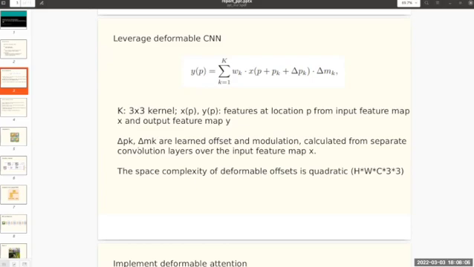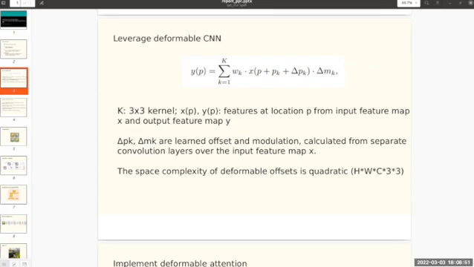Because of that, the space complexity of this deformable offset is quadratic, meaning the height times the width. These two elements make it quadratic, and the rest is the number of channels and the size of the kernel, but these are relatively small numbers. So the space complexity is basically n squared. That's quadratic, which is somewhat manageable. In this deformable convolution, there are two terms. One is the offset, which is delta PK, and the second is the modulation, which is delta MK. Basically, this is the solution in CNN.